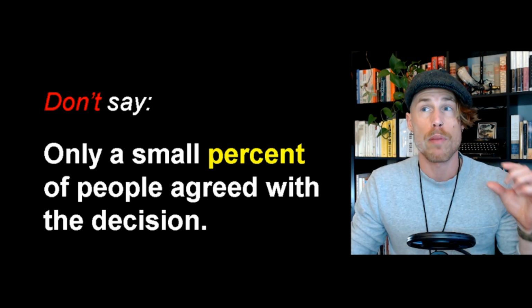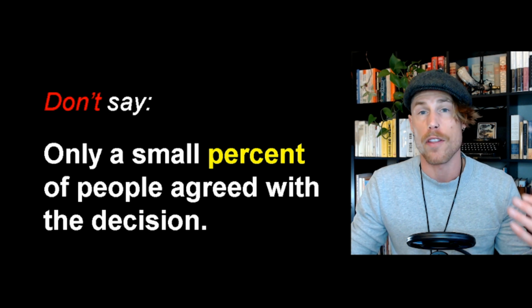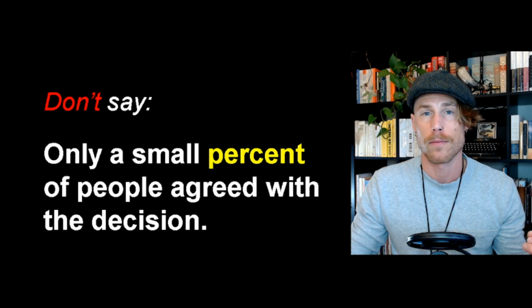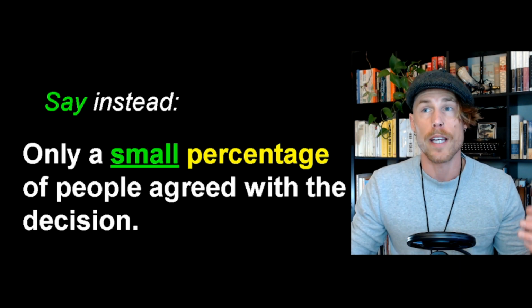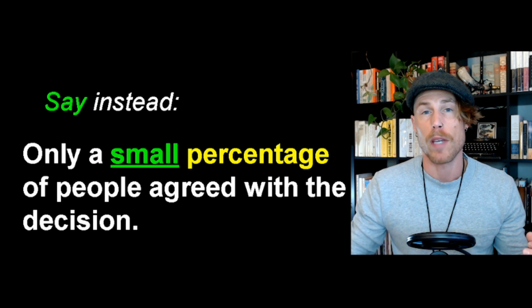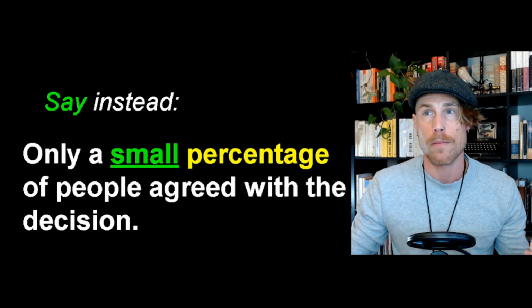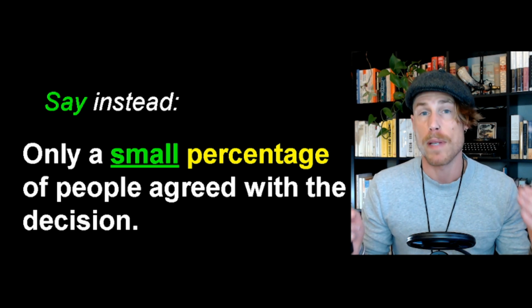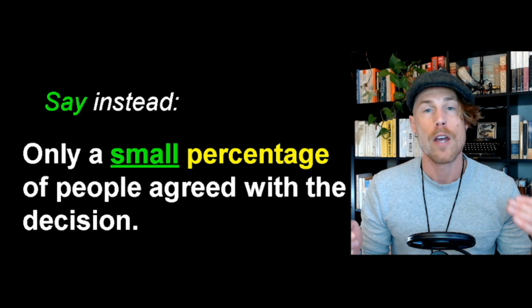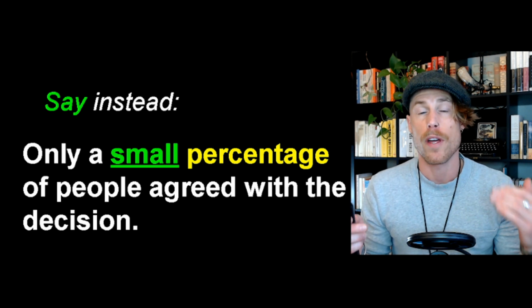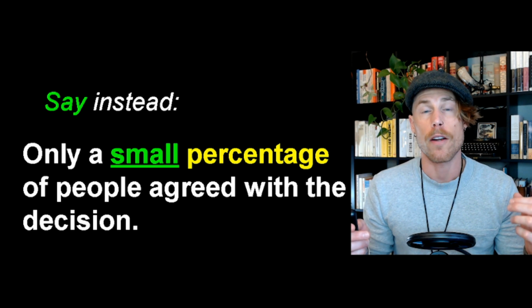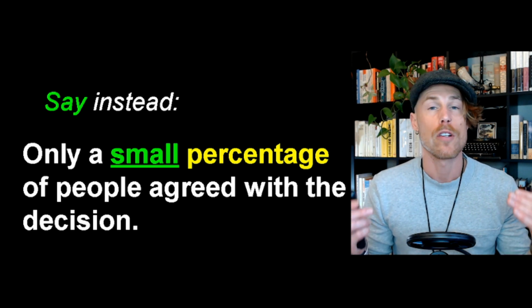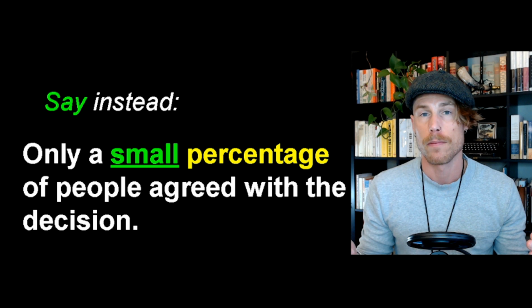Don't say, only a small percent of people agreed with the decision. Say instead, only a small percentage of people agreed with the decision. Because there is no specific number. We only use percent with numbers. So here the adjective is small, small percentage. Understand?